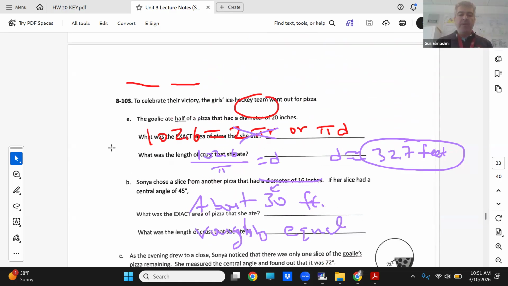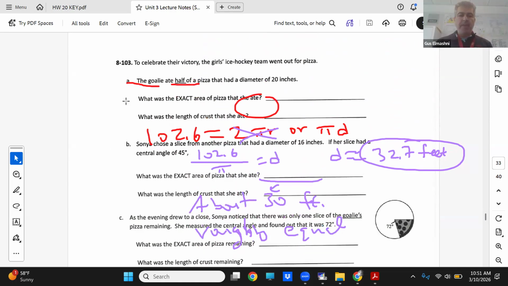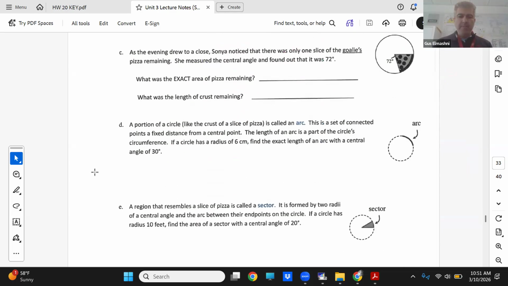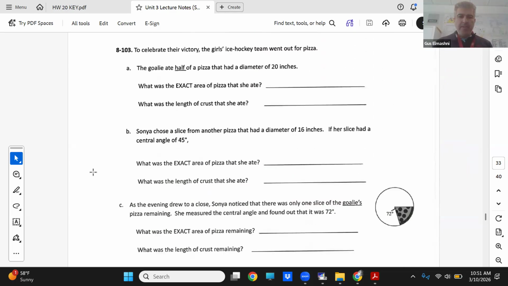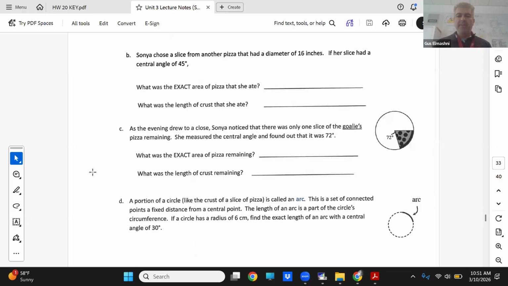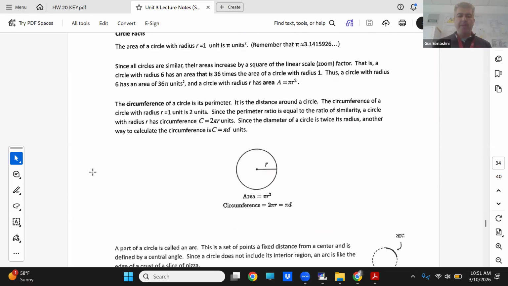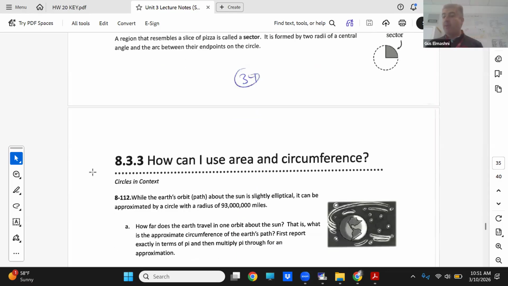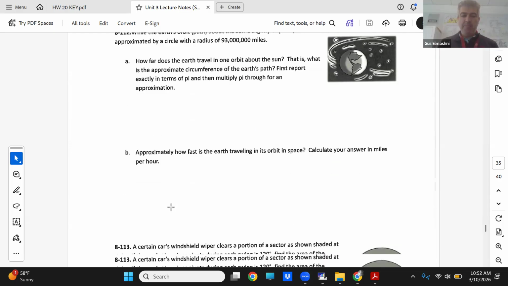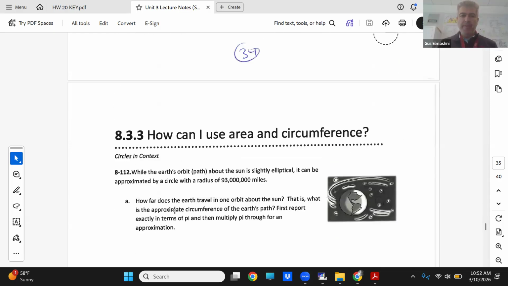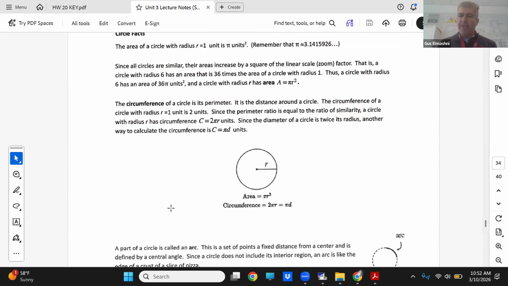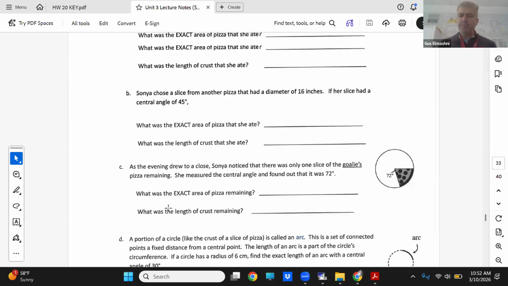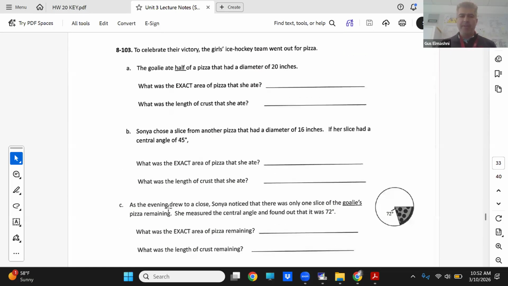All right, so 8103. Now let's look at this one here, just more stuff on this. This is where it's going to get a little dicey because we're going to start talking about sectors, but this falls totally in line with Pi Day because we are going to talk about portions of a circle. I'm going to do a little bit of 833, just to get set up for Thursday.